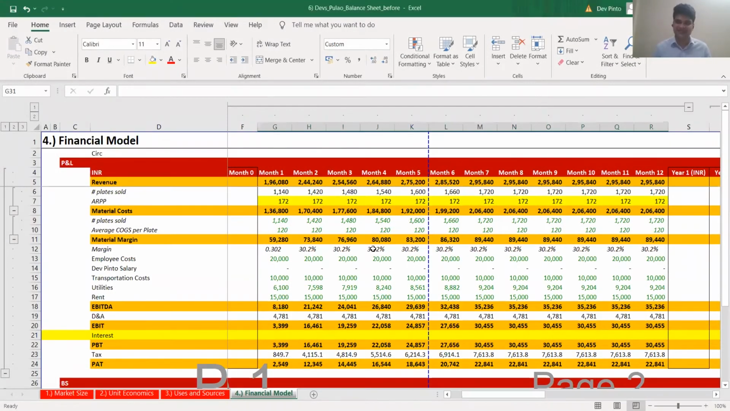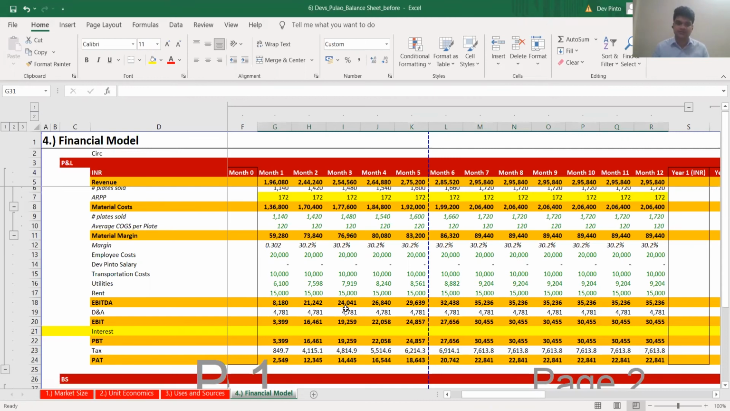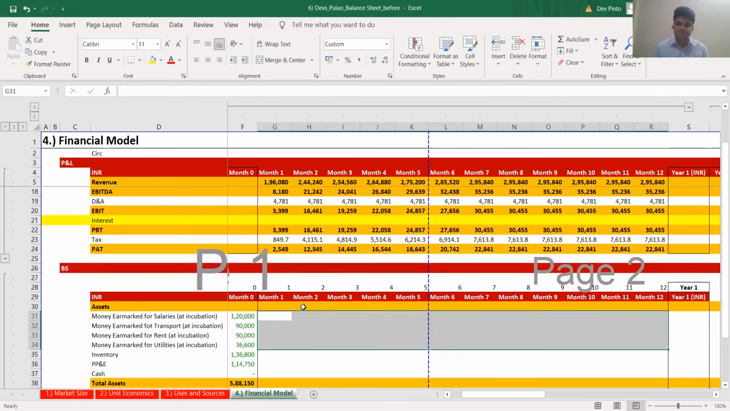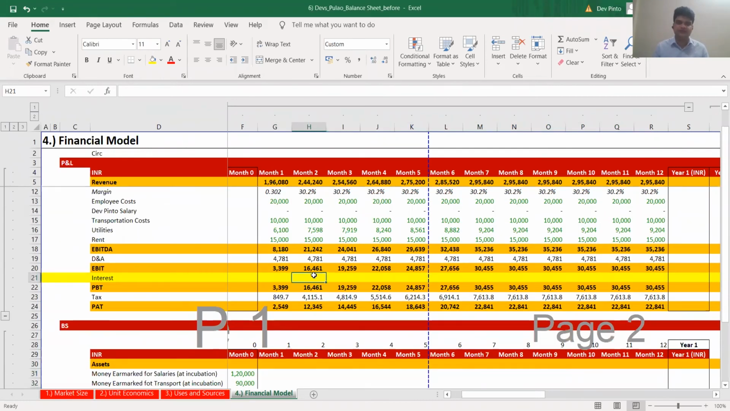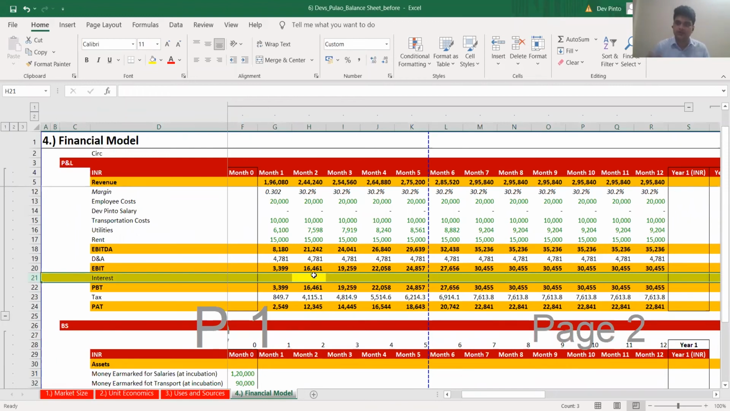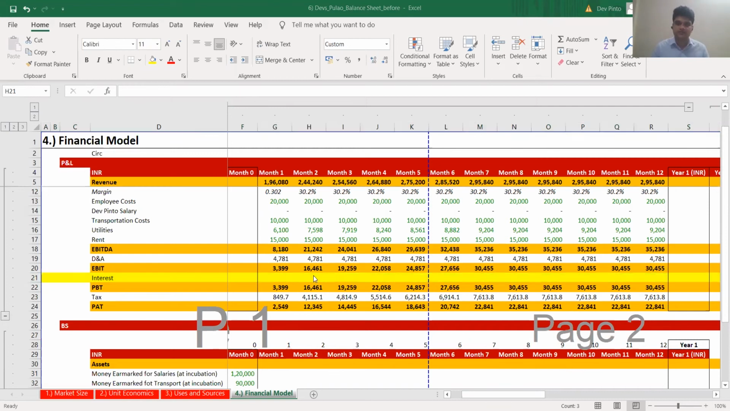Hey guys, Dave here. So in the previous video, we covered the P&L, profit and loss statement. In this video, we're going to cover the balance sheet. So remember that we haven't computed interest expense yet. We're going to do that. Don't worry about it, but just keep track of it. I've highlighted this row in yellow.